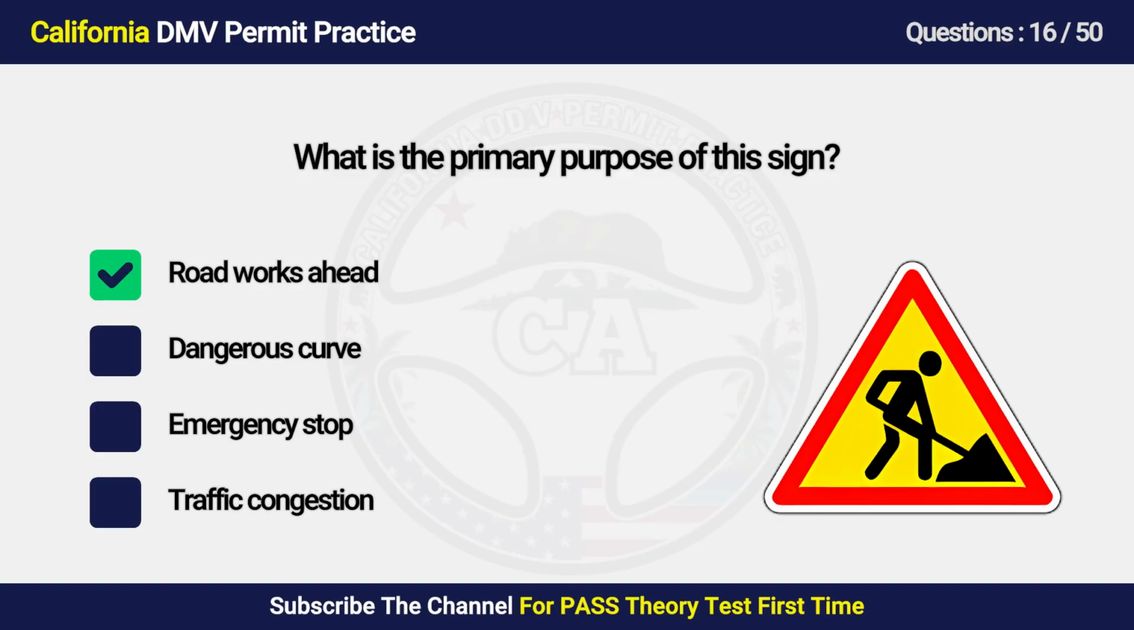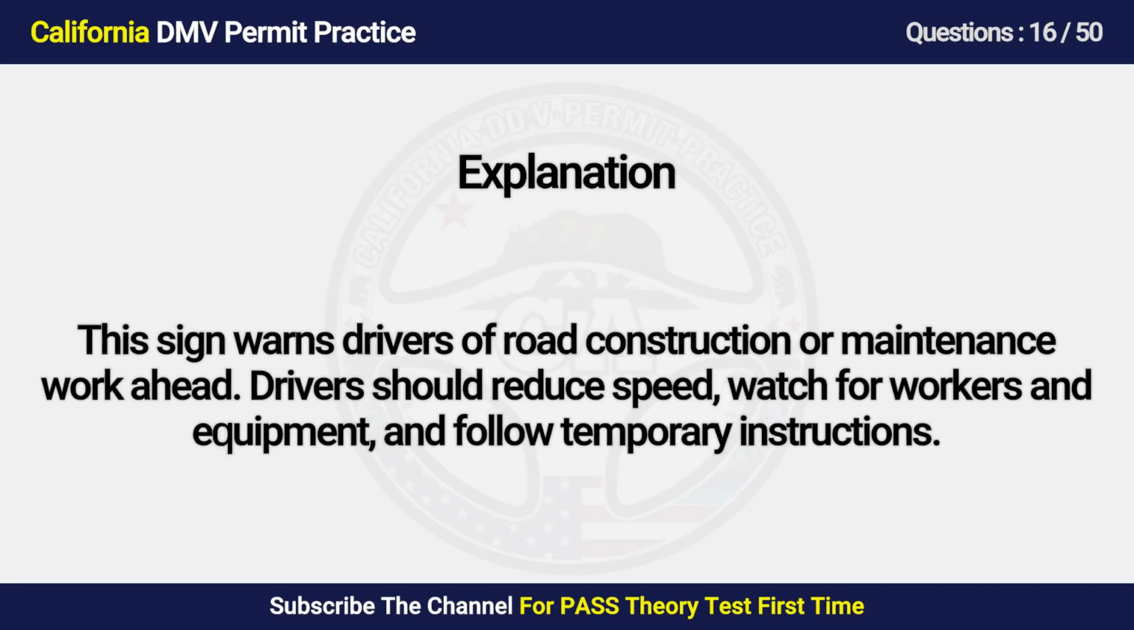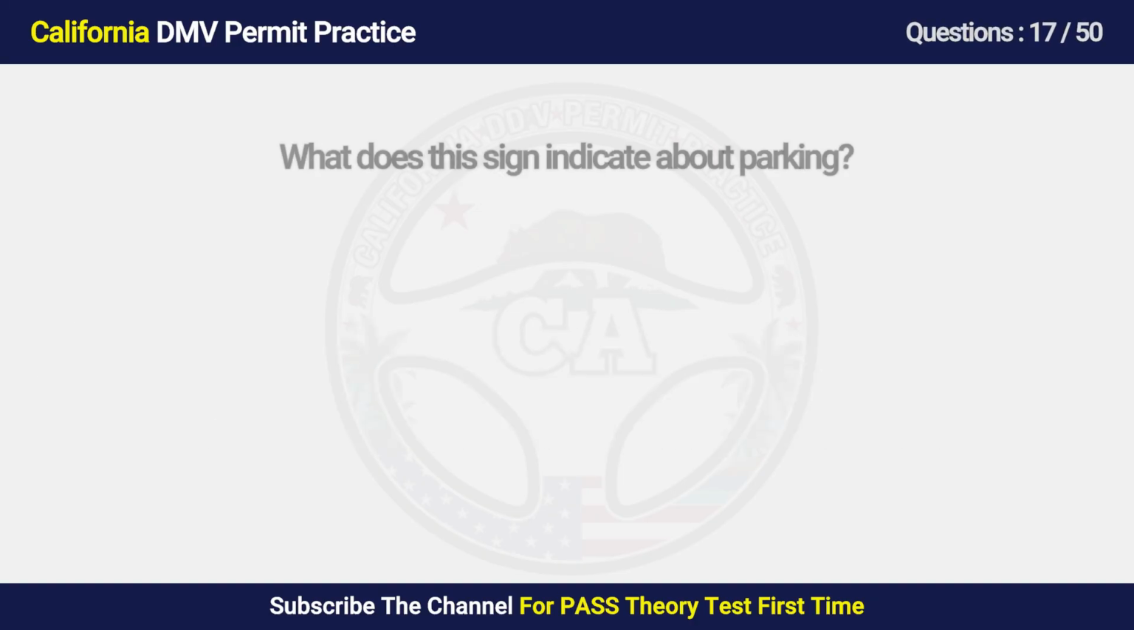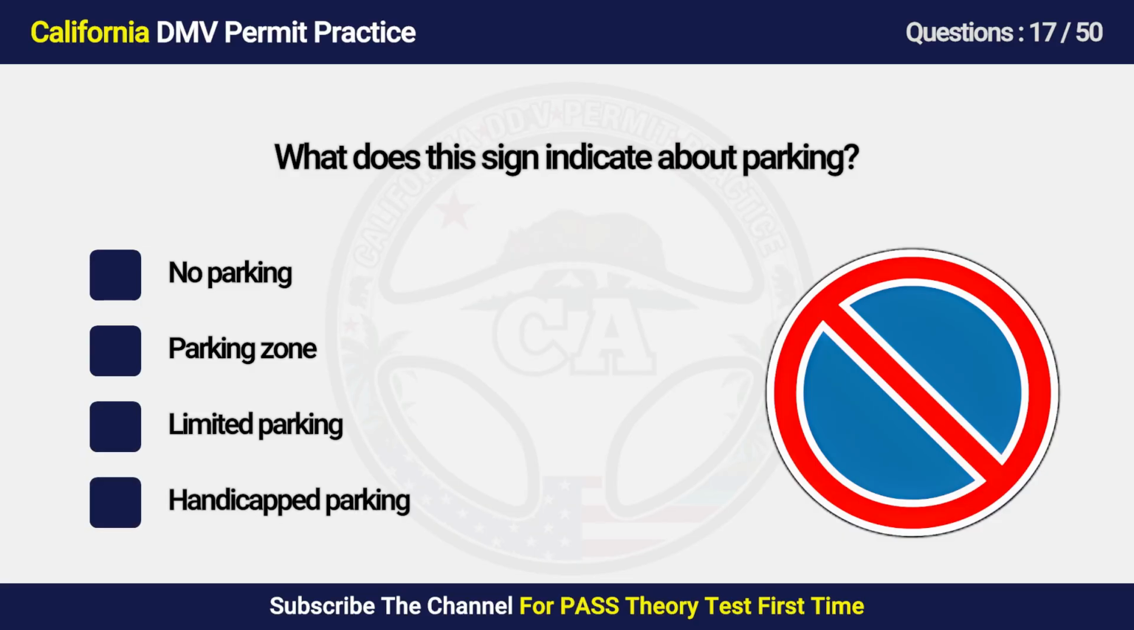Answer is A, road works ahead. This sign warns drivers of road construction or maintenance work ahead. Drivers should reduce speed, watch for workers and equipment, and follow temporary instructions. Question 17. What does this sign indicate about parking?